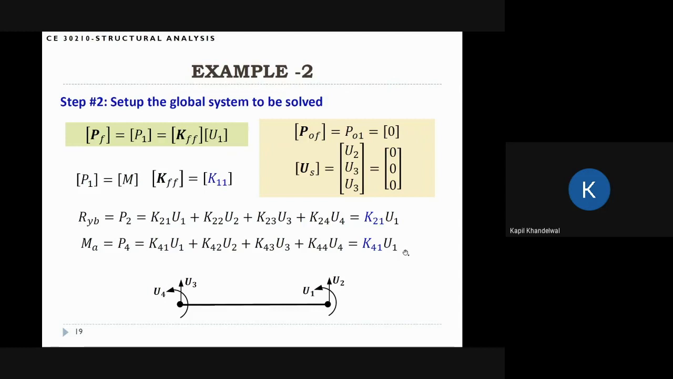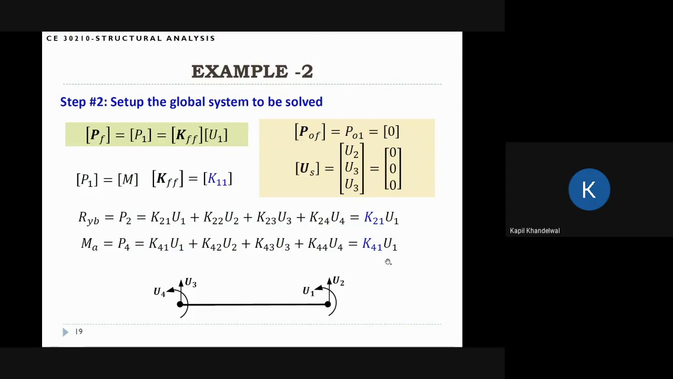So this is an important step, actually. What we are doing in this step is just setting up this whole problem. We are not solving anything. We are trying to figure out what stiffness coefficients are needed to solve the problem. So if you think very carefully, in this case, we just need K11, K21, and K41.